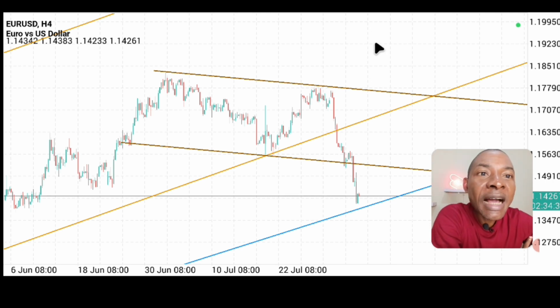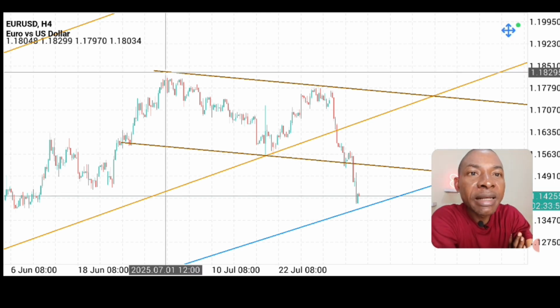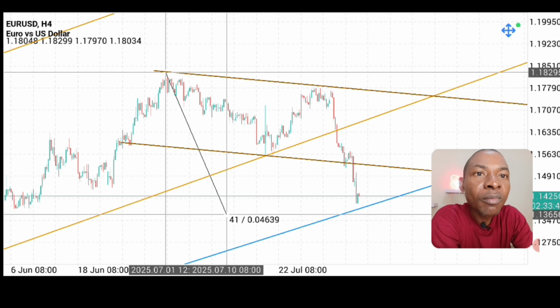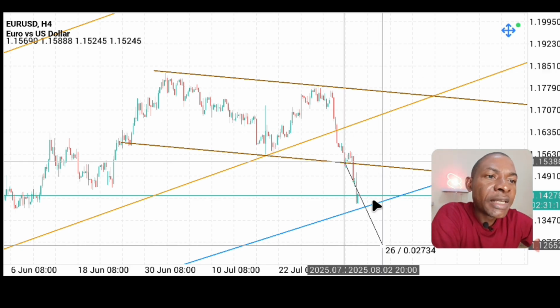In this case, our neck region is right here. Okay, this is the neck region. From the top of the head to the bottom, to the neck region, we're having about 273.4 pips. So this is exactly the number of pips we're going to measure to the downside. We're going to take it from the point of break because of the slanted neck region. So here is 273 pips to the downside.